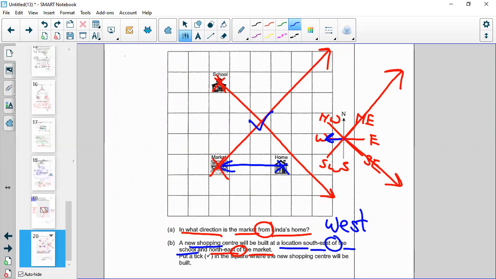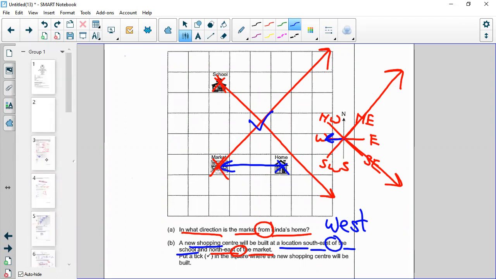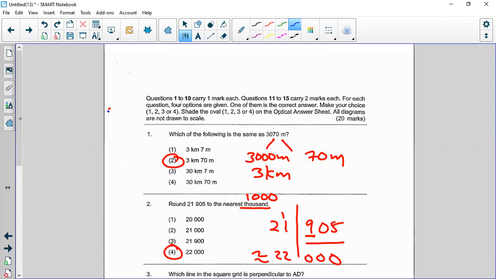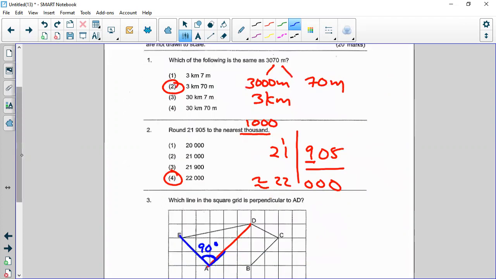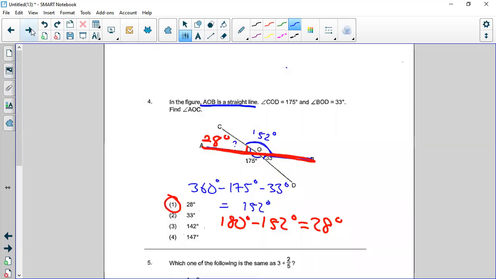Okay, let me see. Question 1, answer is 2. Question 2, answer is 4. Question 3, the answer is 1. Question 4 is 2. Hang on for a while. Okay, question 3, the answer is 1, and then question 4, the answer is 1. I think I got it wrong.